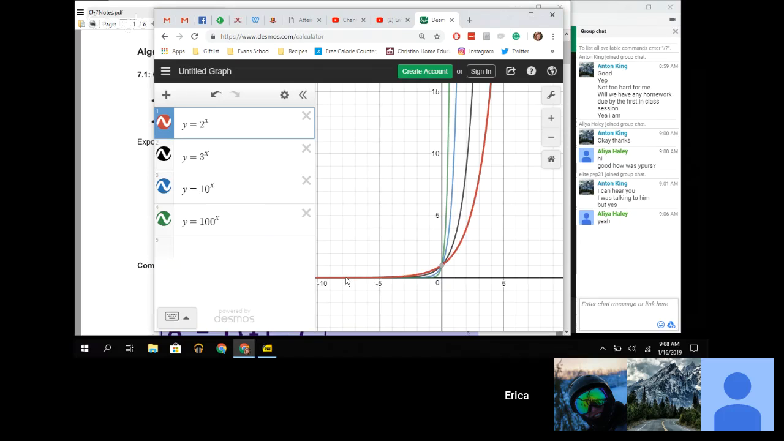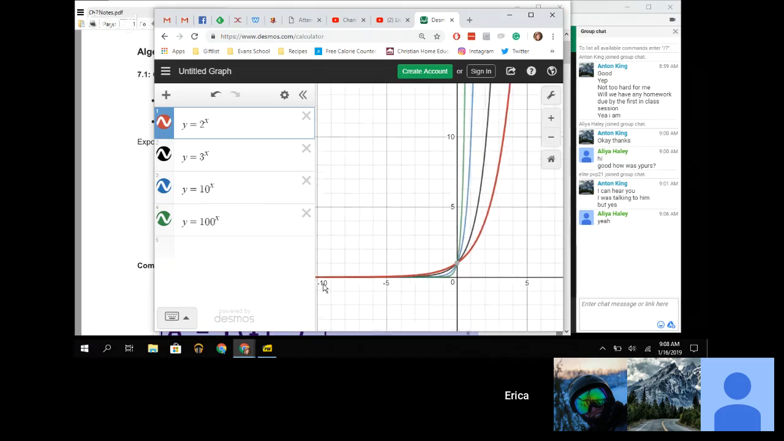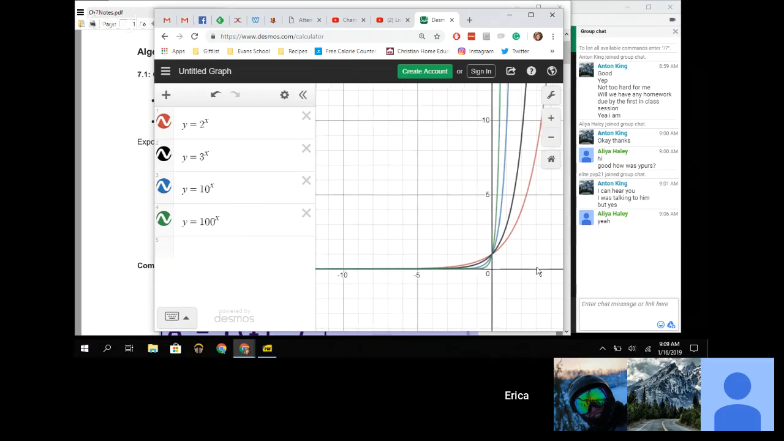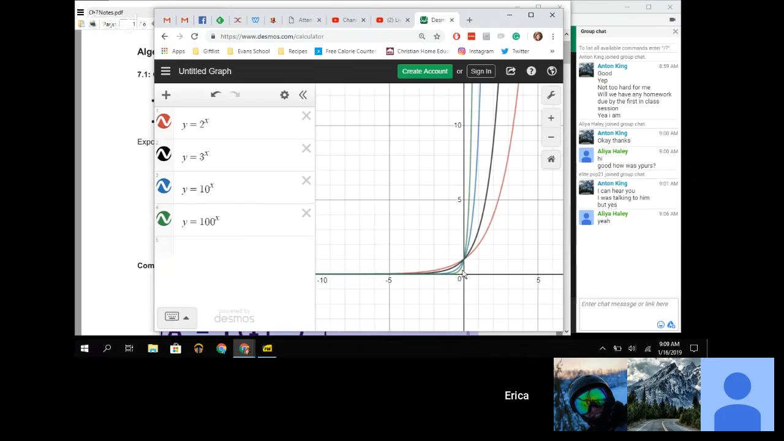So you can see they all start, if you look over here at -10, they're all tiny, teeny numbers, right? This is between 0 and 1. At -10, they're all tiny numbers, okay? When x equals 0, they all equal 1. They all equal 1. When x equals 1, they all equal their value that's in here.